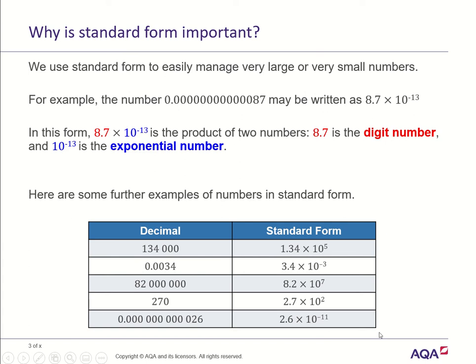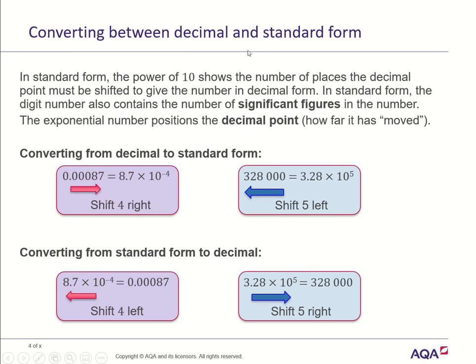So here are the answers to the questions in the starter quiz, if you want to check what you've done. On the next slide we'll look at how we do the conversions. So in standard form, we've got the power of 10, which shows the number of places the decimal point must be shifted either way to give the number in decimal form, or vice versa.